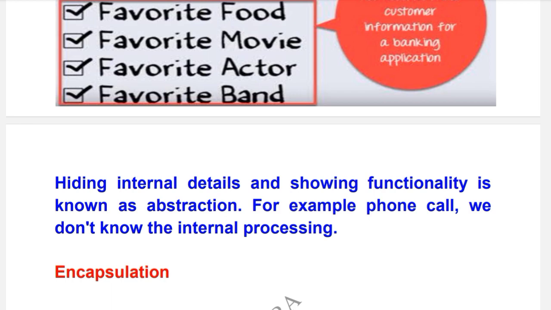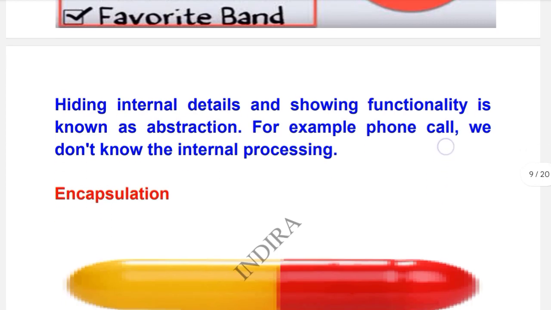Example, a phone call. In a phone call, the internal process, which is transferring the signals from mobile to tower, tower to tower, and tower to mobile, all comes under the internal process, which is hidden and not seen by the user. Whereas calling, that means when a person calls from mobile 1, then mobile 2 is ringing, that function is seen by the user. This is abstraction.